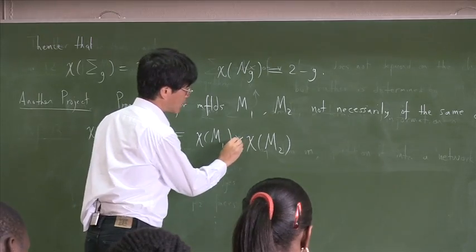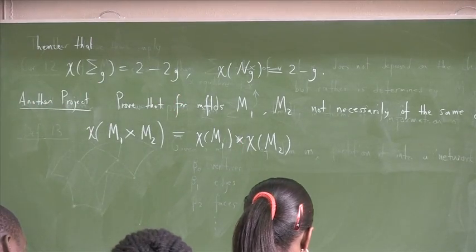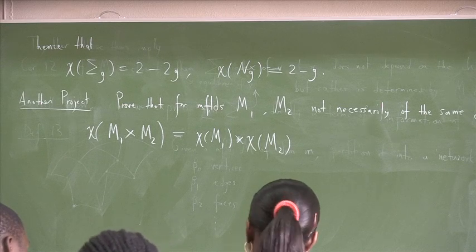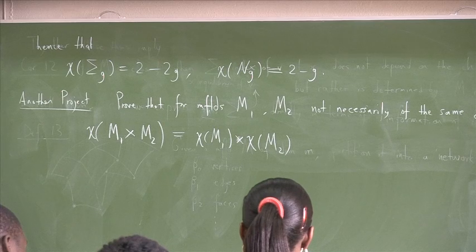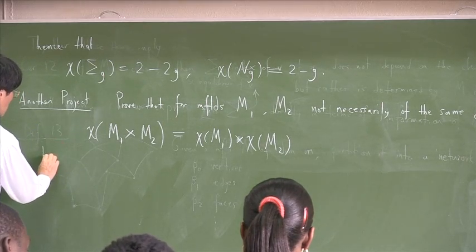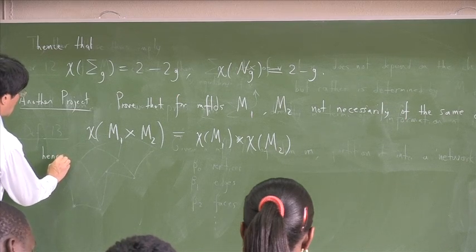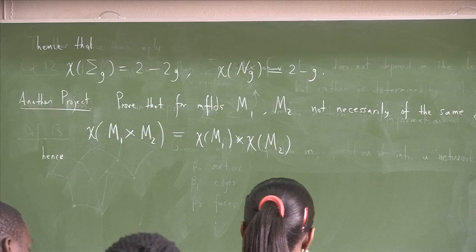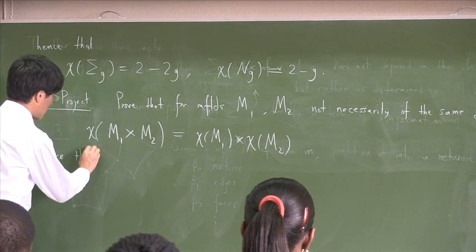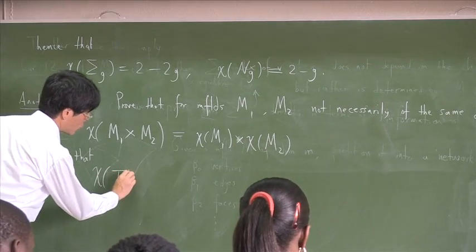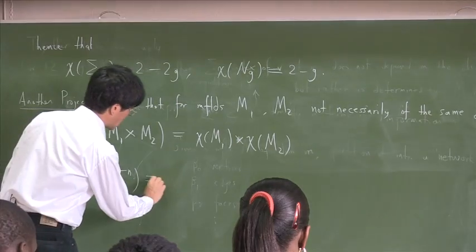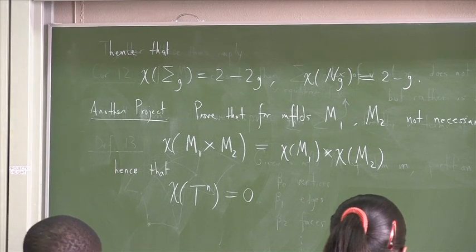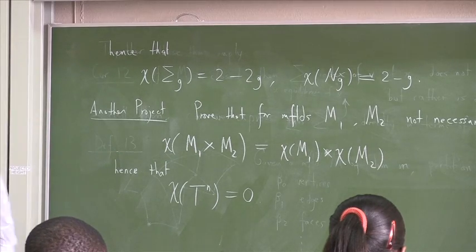Okay, maybe you can write it times. So the Euler characteristic is, if you like, a homomorphism under multiplication. Once you know this, and you know the Euler characteristic of a circle, you should be able to deduce easily that the Euler characteristic of a torus in any dimension is equal to zero. Tremendously easy exercise and deduction from here to here.